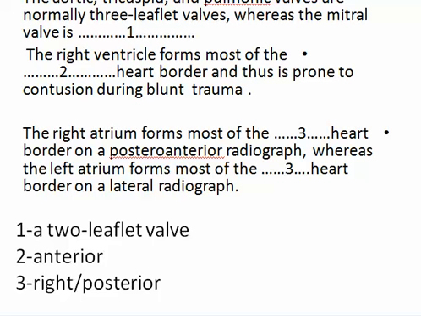The right ventricle forms most of the anterior heart border. Thus, it is prone to contusion during blunt trauma. The right atrium forms most of the right heart border on the posterior anterior view, whereas the left atrium forms most of the posterior heart border on the lateral radiograph.